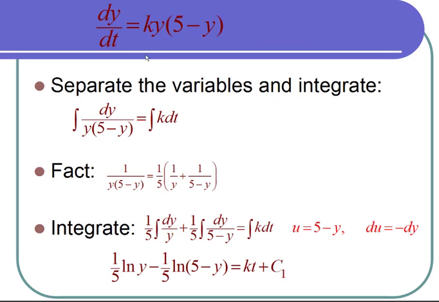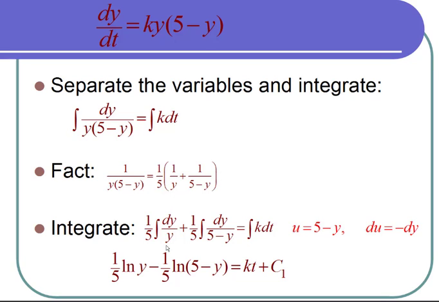To solve this differential equation, we separate the variables and we integrate. So we divide by y times 5 minus y, and we multiply by dt on both sides. And we get the integral of dy over y times (5 minus y) equals the integral of k dt. To solve the integral on the left, we need a little algebraic fact that we'll get to in a week or two. Right now, just trust me, that 1 over y times 5 minus y is the same as 1/5 times 1 over y plus 1 over 5 minus y. This is called partial fractions. You can verify it if you want by adding these fractions.